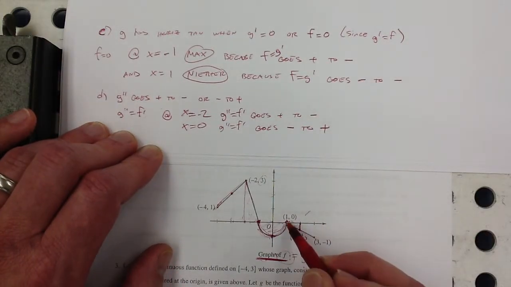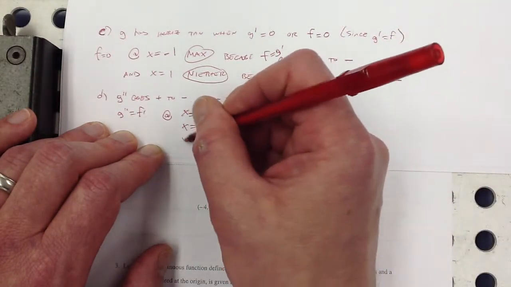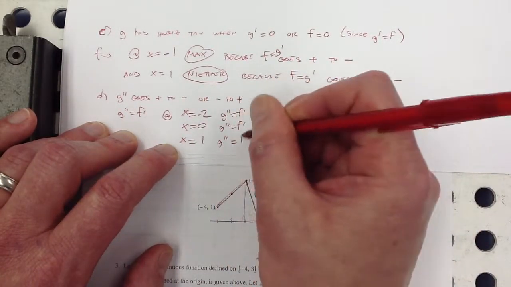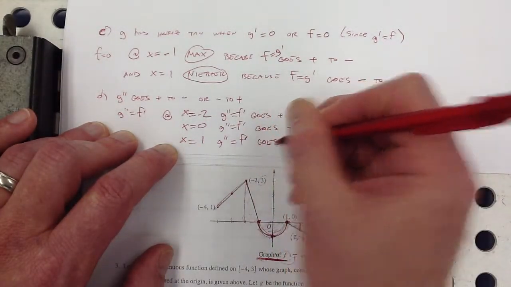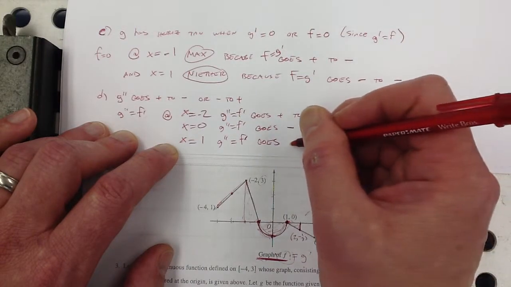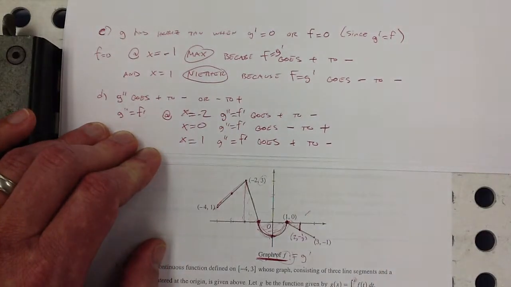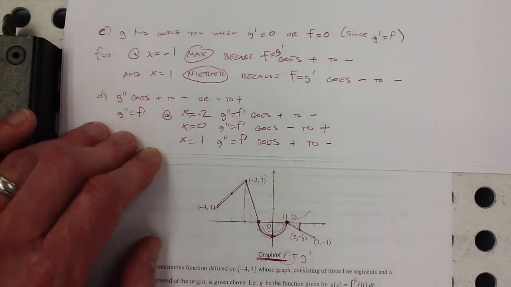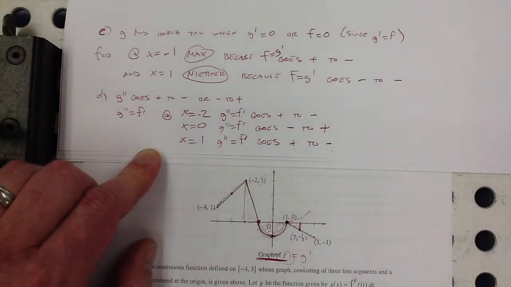And last, here we have at x equals 1, G double prime, which is equal to f prime, goes from positive to negative. Right? That's the definition, where it changes concavity. Notice that the slope doesn't have to exist here for that to be an inflection point. And the inflection point is where it changes concavity. All right.